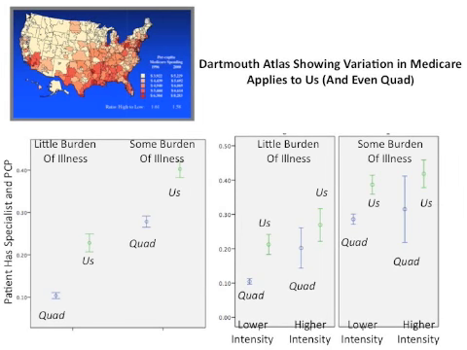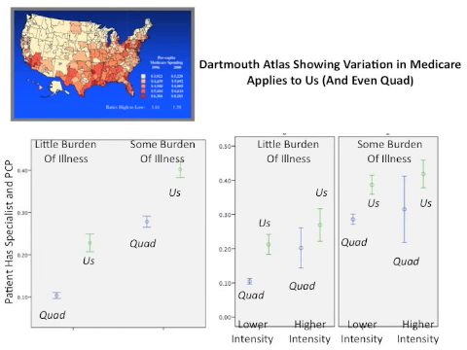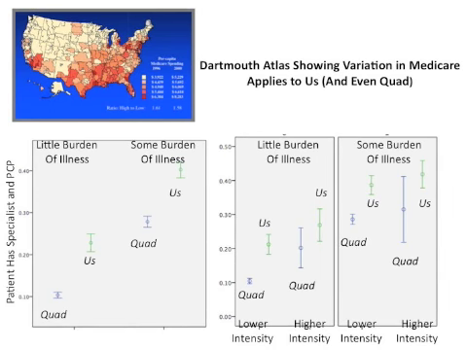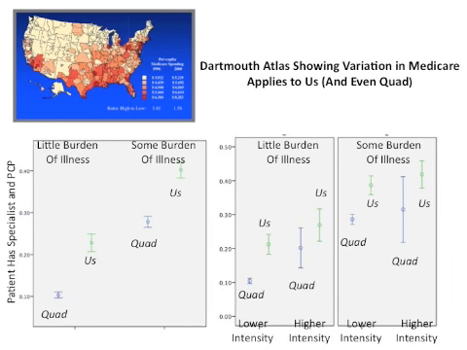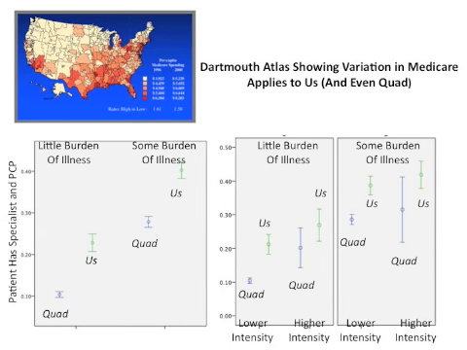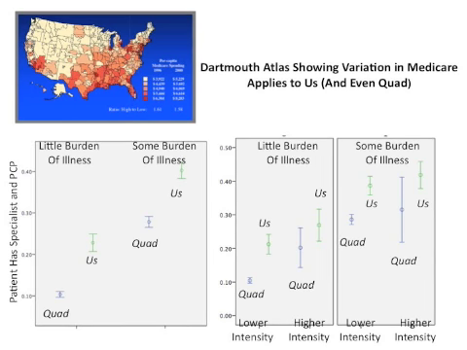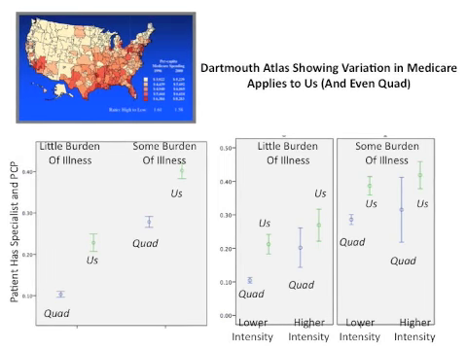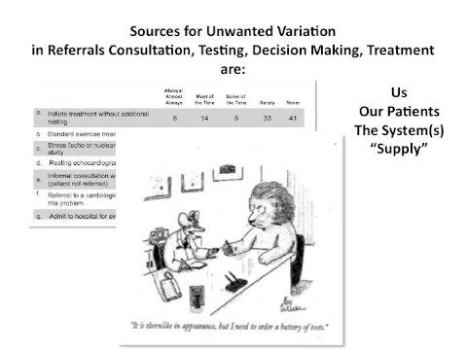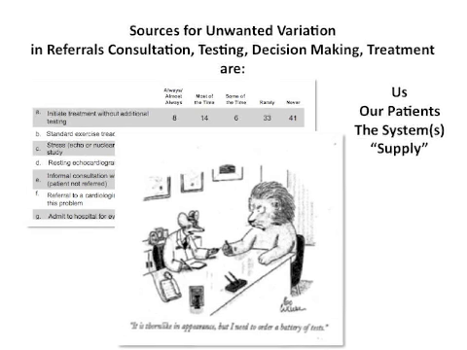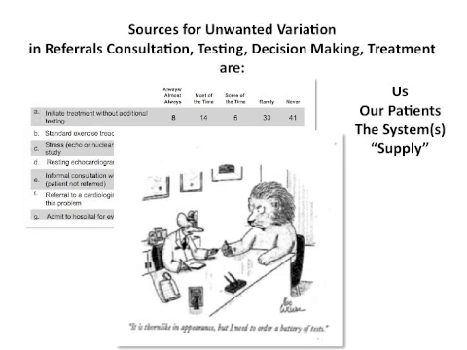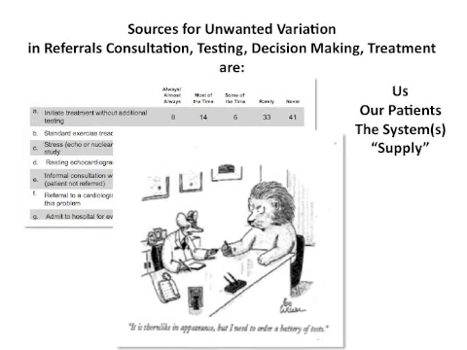The right panel now looks at Quad performance of its patients on specialist use compared to ours in areas that are high intensity versus low intensity. And the message is that Quad again does well, but it also is influenced by the geography in which it finds itself. This is an important message as we think about why we do certain things for certain patients. Is it our knowledge? Is it our bias? Or is it the geography in which we find ourselves that has a great influence as well?